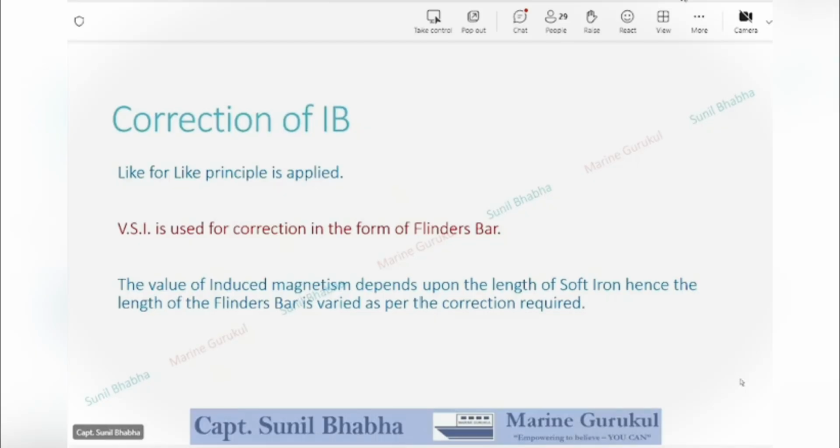controlled or the magnitude changed? That can be done by changing the length of the soft iron which is used as a corrector. The longer the soft iron, the more induced magnetism it is going to attain. So if we require a greater correction, then we use a longer Flinders bar, and in case the correction required is minute, then we can shorten the length of the Flinders bar as per our requirement.